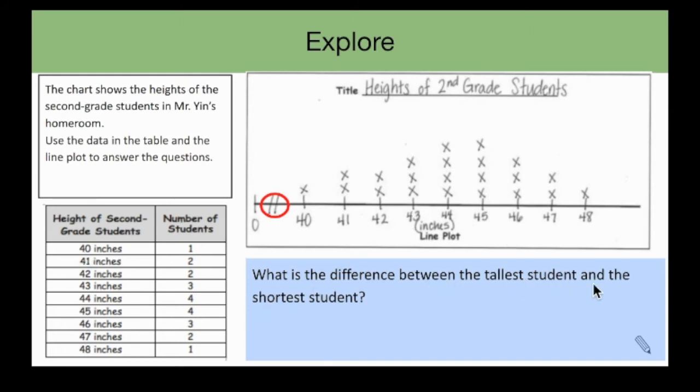What is the difference between the tallest student and the shortest student? The question in the blue box is a comparison question. And because it says difference, our mind should already be thinking subtraction. Let's look at the line plot. The tallest student is 48 inches tall. The shortest student is 40 inches tall. An equation we can write for this is 48 minus 40 equals 8.